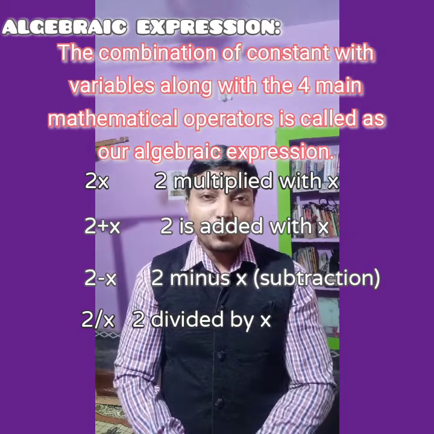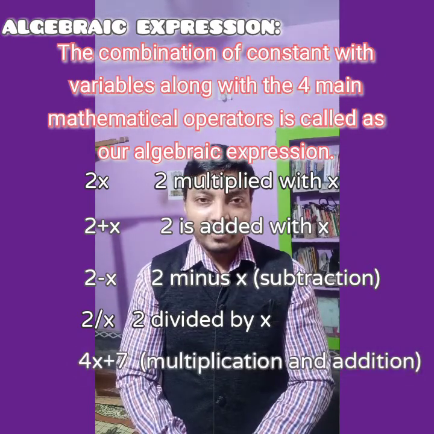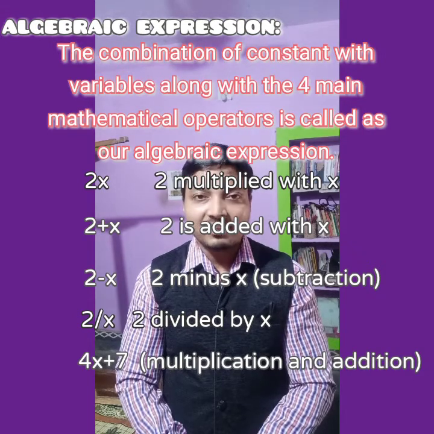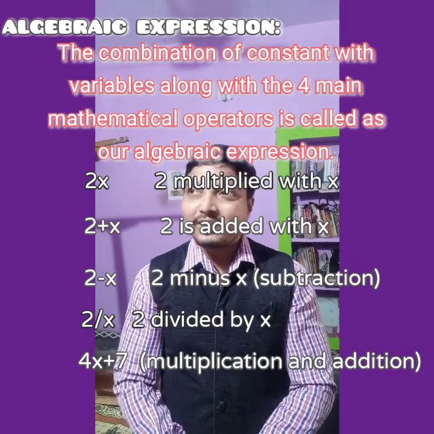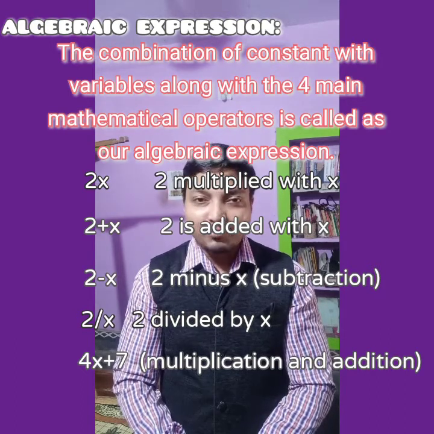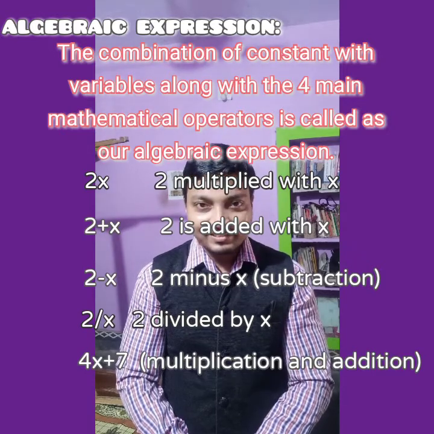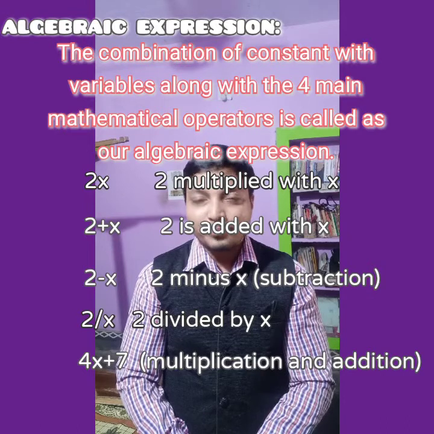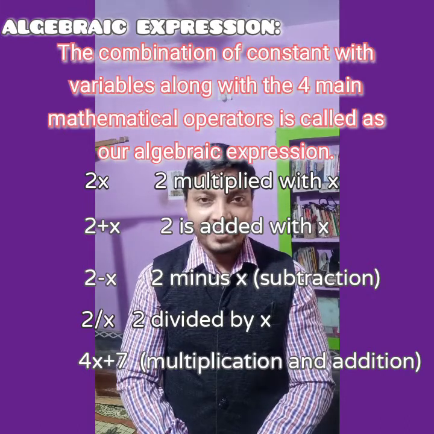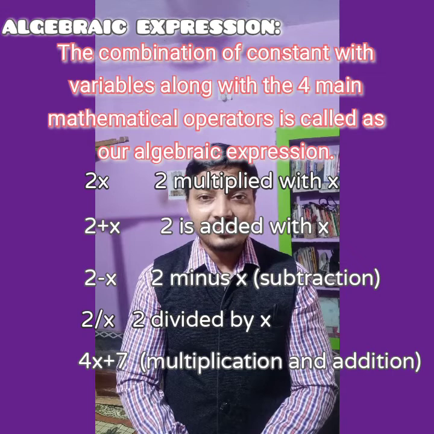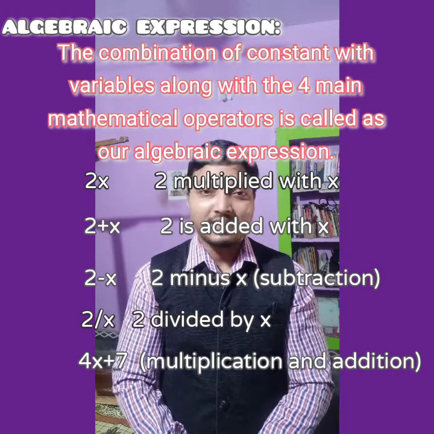And the last one is 4x plus 7. Here two operators were used: one is multiplication and another is addition. So 4x plus 7 means we obtained the algebraic expression by the product of 4 and x, and the product we got by multiplying 4 and x, we have added to 7. So both the operators were used. Understood or not understood? Now that you have the knowledge of the algebraic expression, we will go towards the definition of the polynomial.